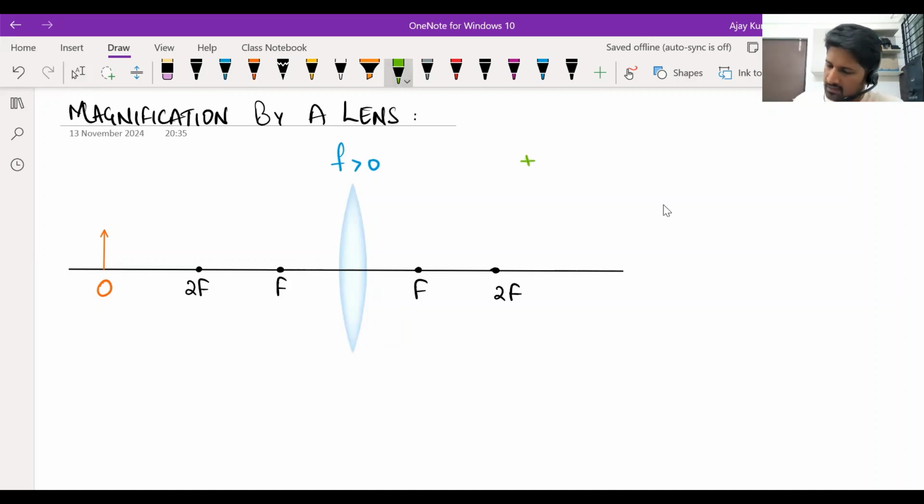So anything to the right will be considered positive. Any distance to the left will be considered negative. And since the focal length is greater than 0, this becomes the primary focus. This becomes the focus for this arrangement. Now our aim is to draw the image formed by this lens and derive an expression for its magnification.